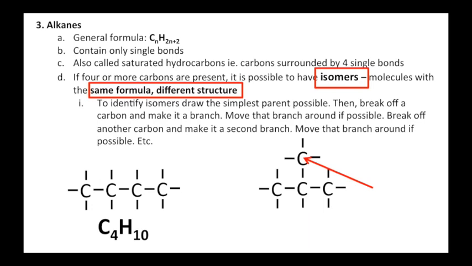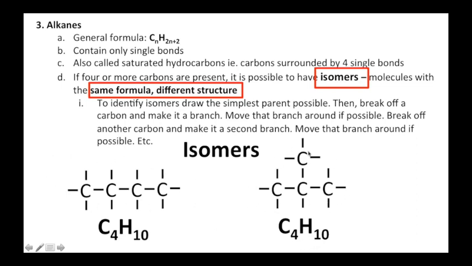I gotta put a little extra dash in there because all carbons have to have 4 dashes. Now look at that molecule. Let's count it. 1, 2, 3, 4. How many H's? 1, 2, 3, 4, 5, 6, 7, 8, 9, 10. It is C4H10. These two are isomers. They have the same formula, but they have a different structure.